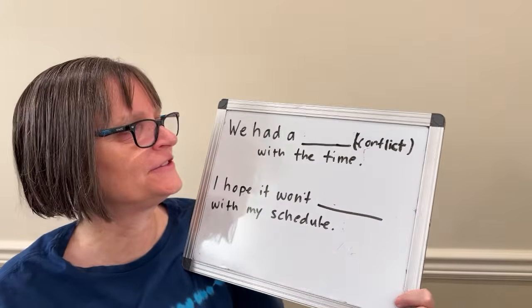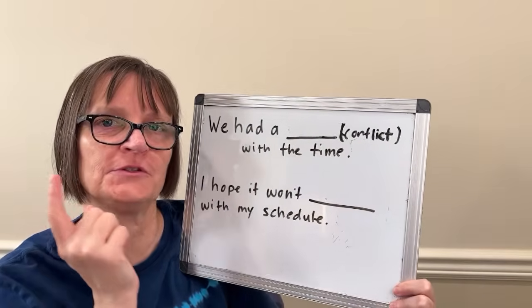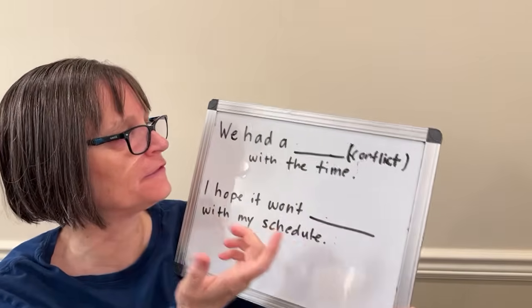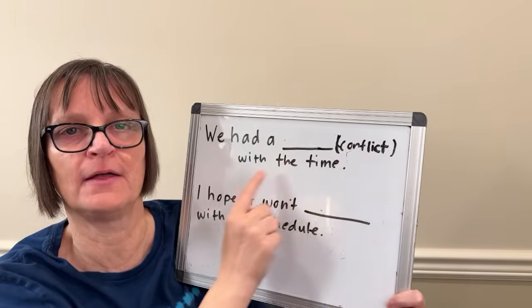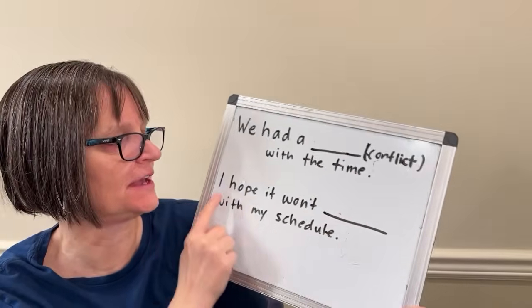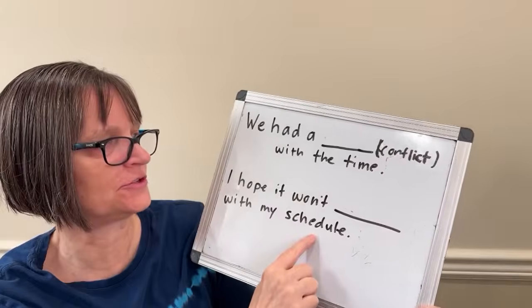Let's look at these two sentences. I'm going to leave one word off, and I want you to say it aloud as though you're saying the sentence. First sentence is, "We had a ___ with the time." The second sentence is, "I hope it won't ___ with my schedule."